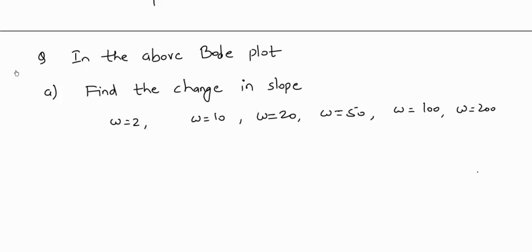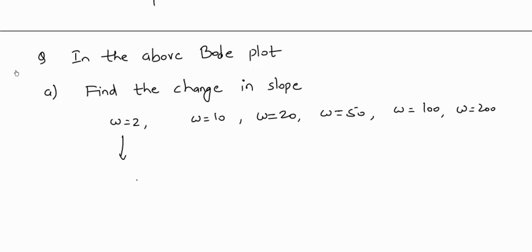So how will you find the change in slope? So we have seen that the change in slope occurs because if you add a pole or a zero at that particular corner frequency, that much slope will be changed. So in order to answer this question, you can directly observe in the transfer function itself. So you observe here that at omega equal to 2, we have a pole. So therefore the answer for this will be minus 20 dB per decade.